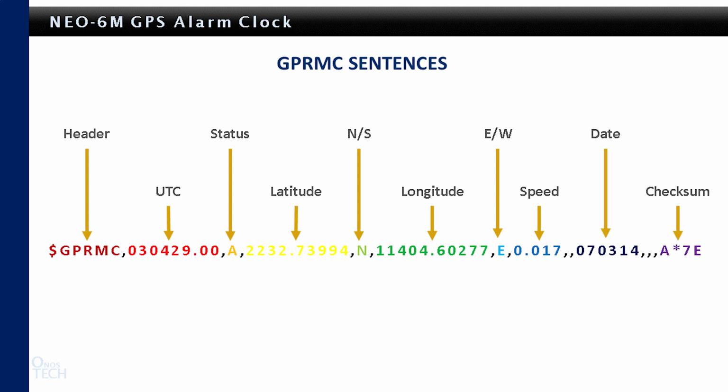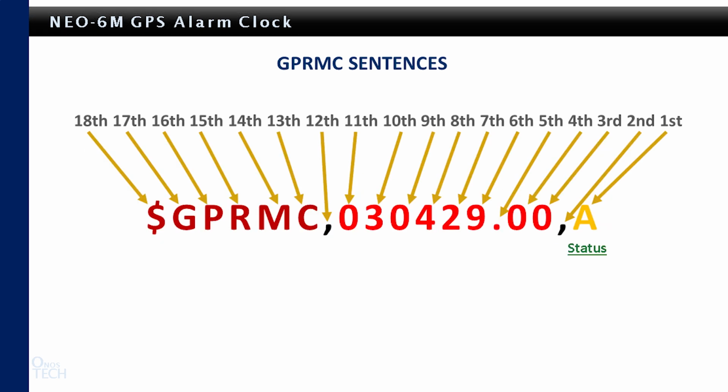Since only the time is required from the NMEA sentence, our focus will be on the first 18 characters, with numbering from the status data. The hour will be extracted from the 11th and 10th position of the sentence, the minute from the 9th and 8th position, and second from the 7th and 6th position.